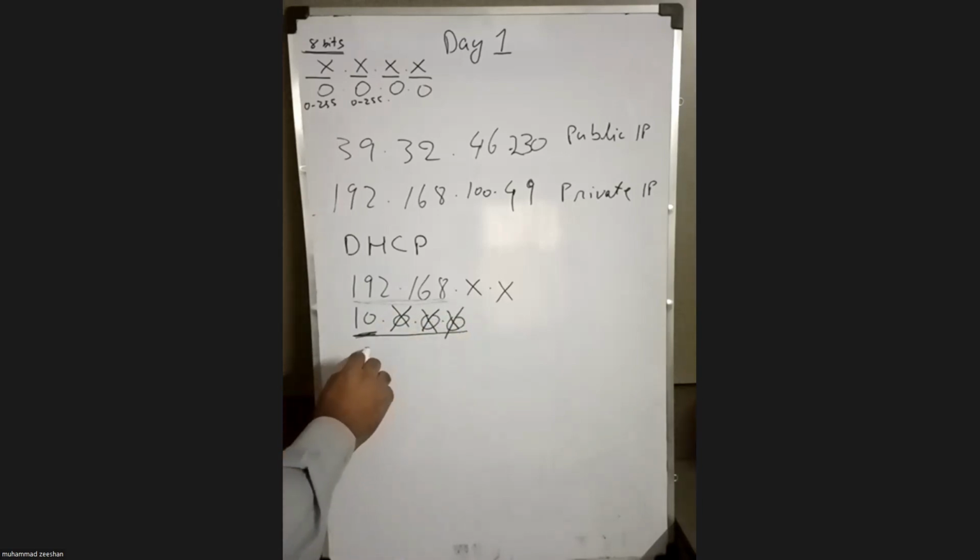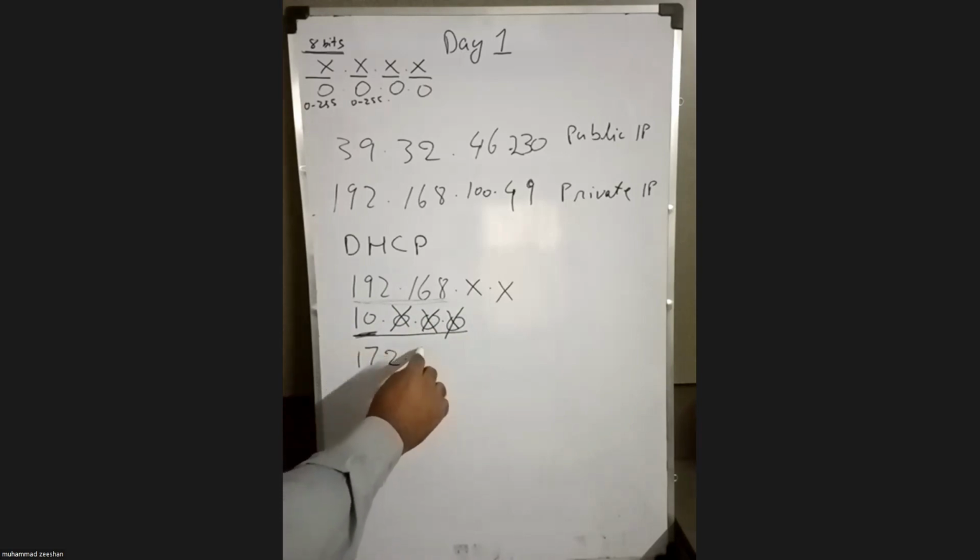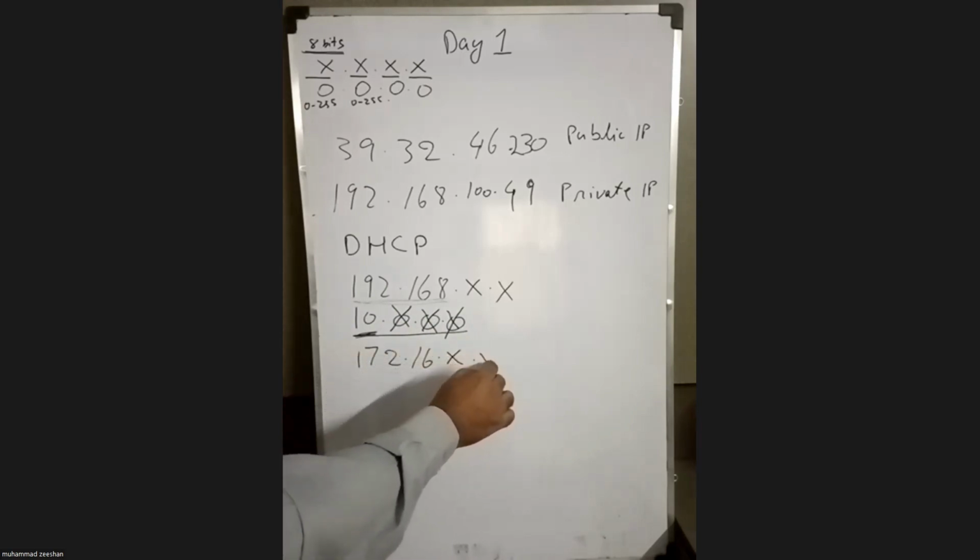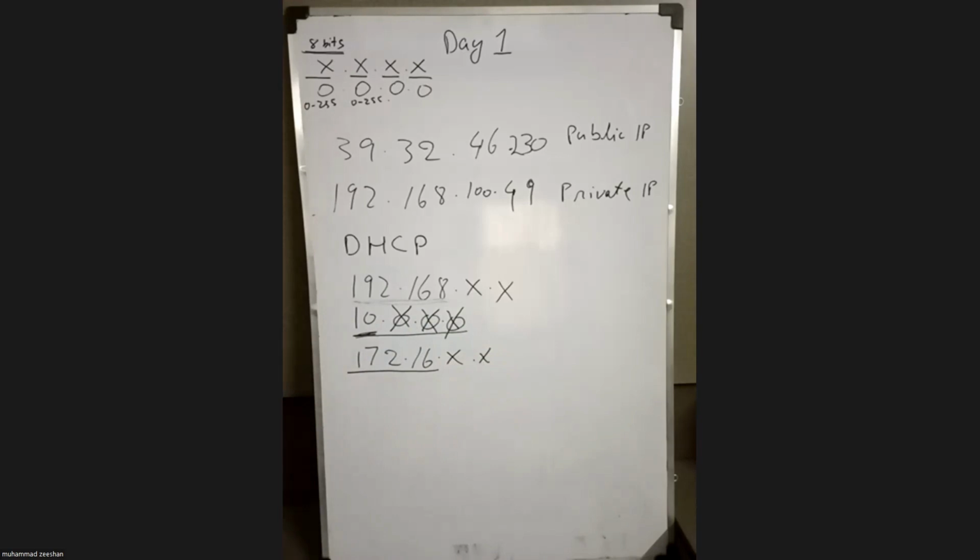Then we have 172.16.x.x. So out of those 4 billion IP addresses, these three subnets are free for us. We can use them. We cannot use them publicly, but we can use them privately. Any question till here?